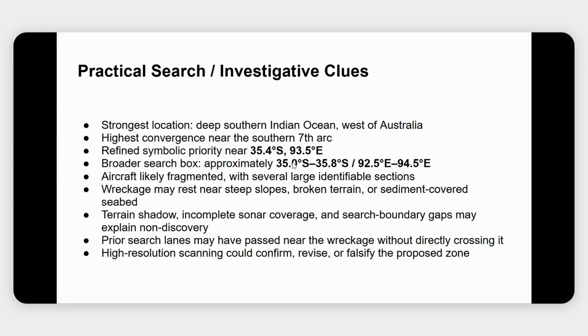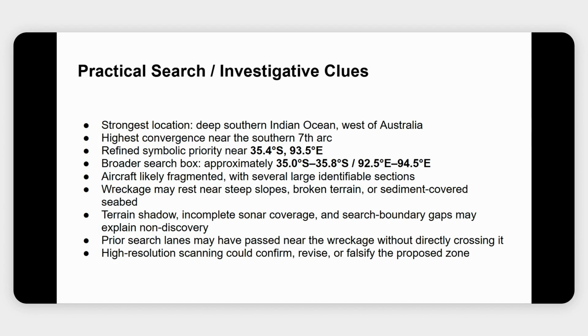The second slide, so practical search and investigative clues. The strongest location for this flight would be in the deep southern Indian Ocean west of Australia. Highest convergence is near the southern 7th arc. And there's some longitudinal and latitudinal coordinates here that would be the search zone. These match with, I believe there was a signal from the transponder from the flight, if I'm remembering correctly, and it was in this area. So they did have a signal, but they weren't able to find the flight.